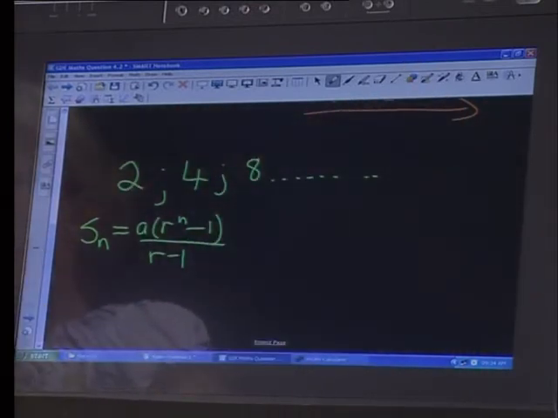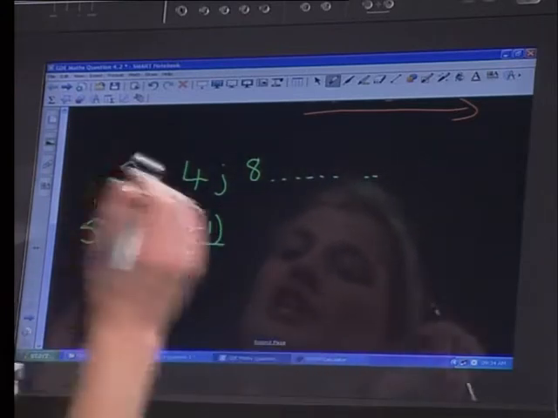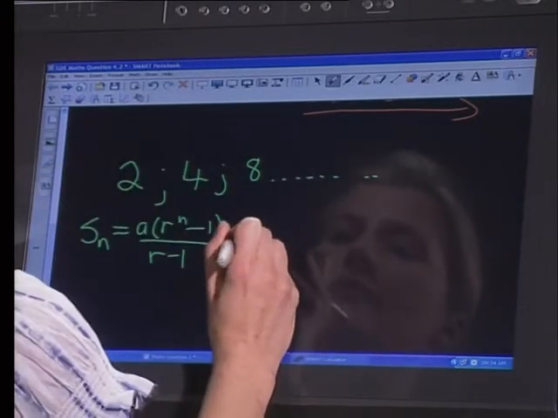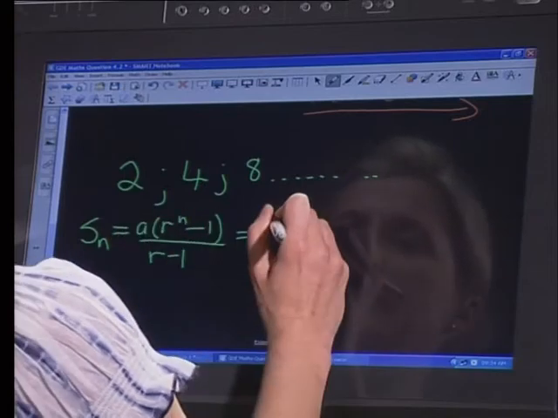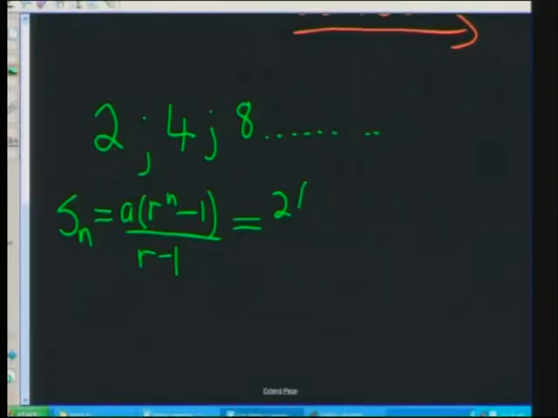Let me just double check that. 2 to the power 10. Yeah. So that's 1,024. So that's how I know what my value for n needs to be. So I'm going to say 2 times, my common ratio is 2, okay? My n is 10, minus 1, over 2 minus 1.